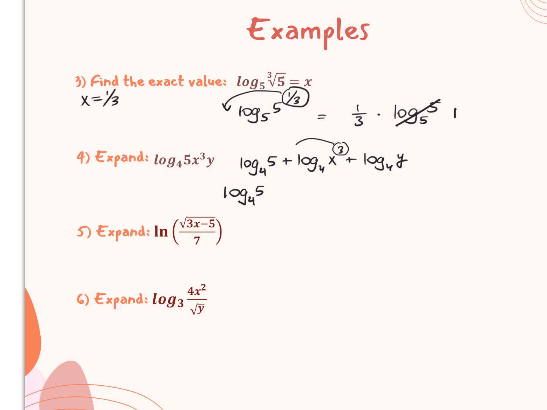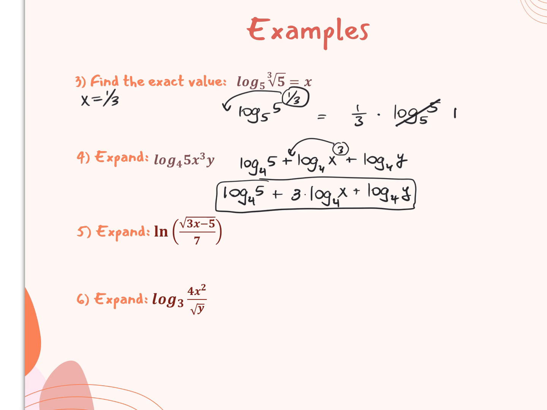We were taught that that exponent moves to the front. So it's going to be 3 times log base 4 of x plus log base 4 of y. Okay, and so this would be the expanded answer for this problem.